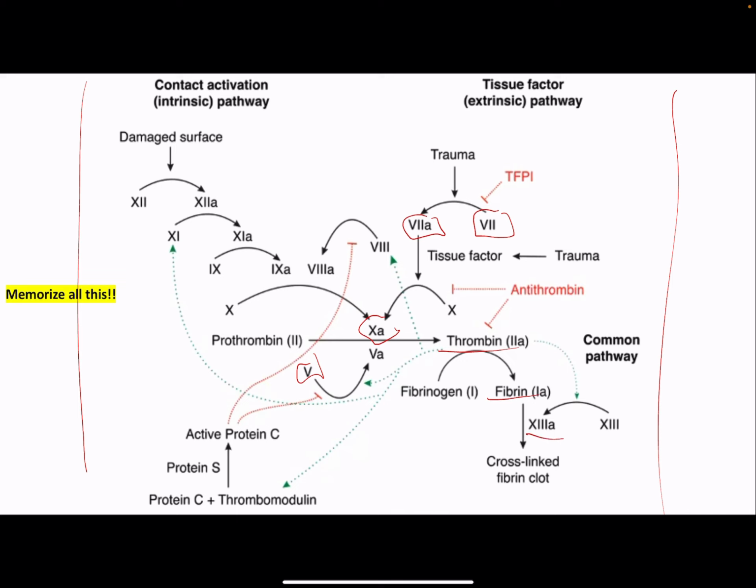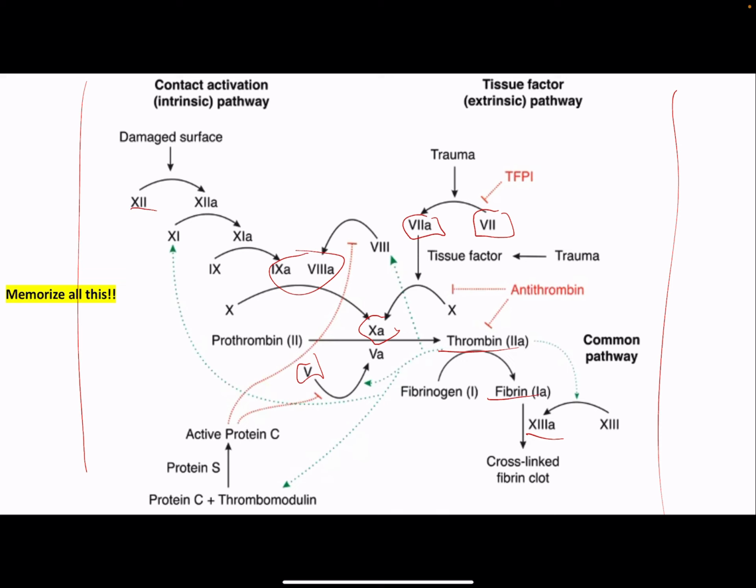Wait a second, we also have an intrinsic pathway. 12 is activated by damaged surface, so subendothelial collagen. Think contact factor, think negative things, think silica. This activates 11, which activates 9. 9 pairs up with 8. Don't forget that. That also can activate 10, which does the same thing, activates thrombin, activates fibrin, which can be cross-linked.